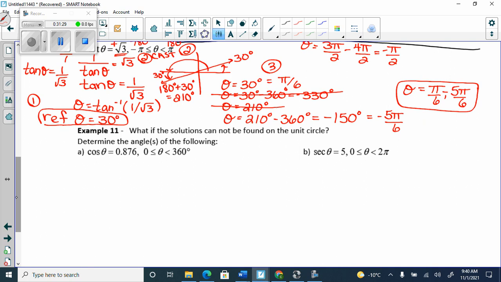What are the solutions between 0 and 360? Cos theta equals 0.876. So step 1, reference angle. Reference theta equals cos inverse of 0.876. Now, what if it was negative 0.876? It wouldn't matter. You'd still put in positive to get your reference angle. We're going to be in degree mode. On these, I always go in degree mode, just convert at the end.